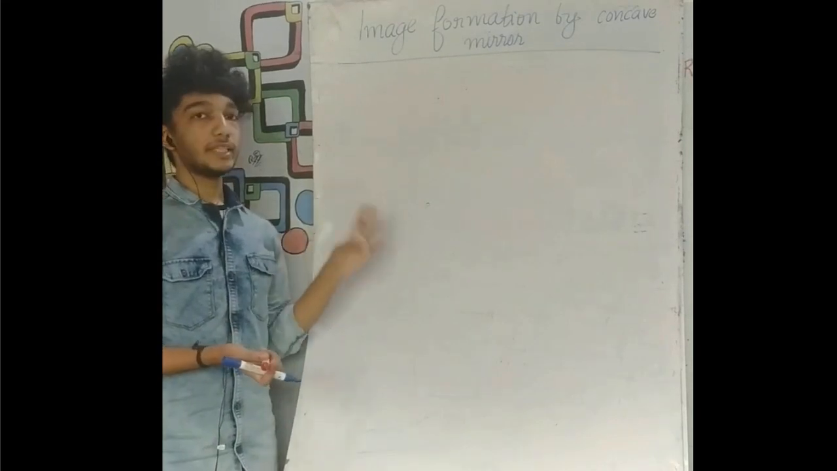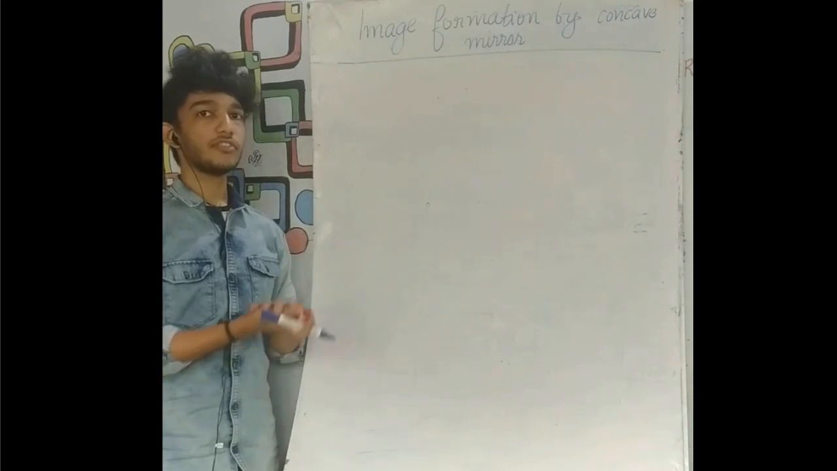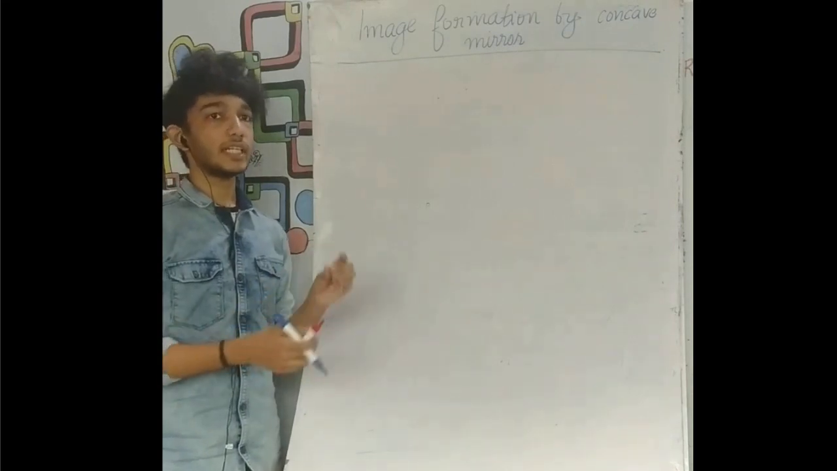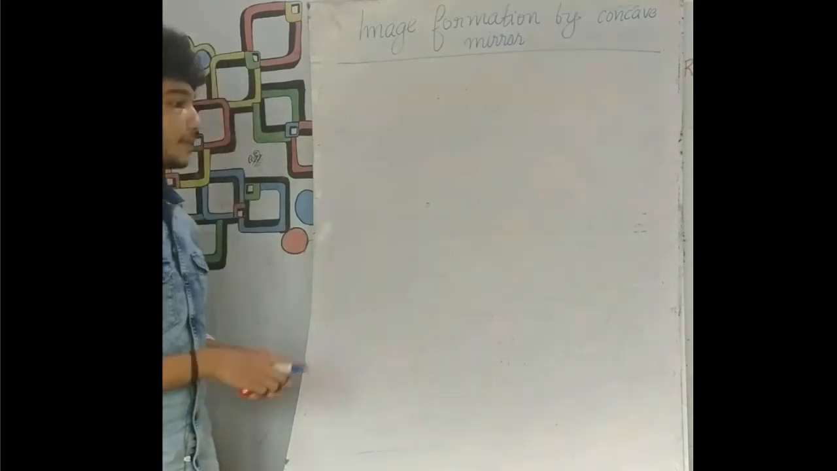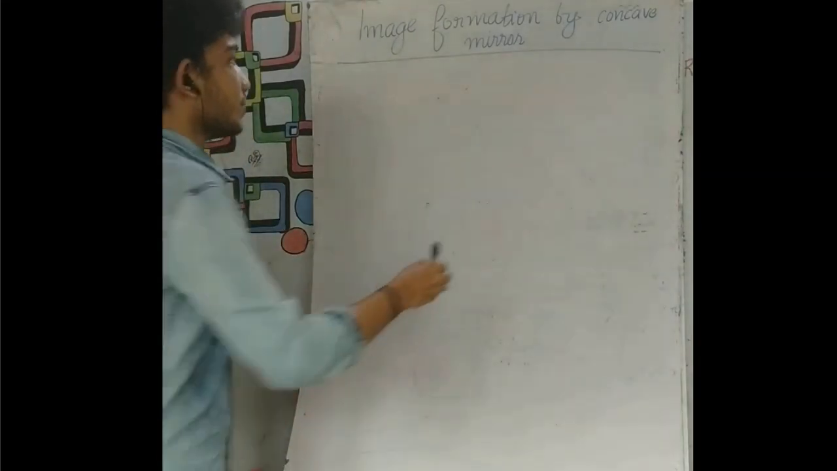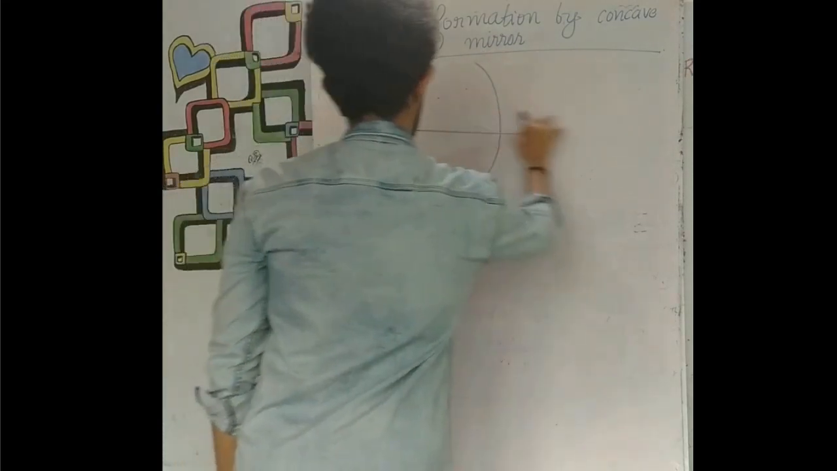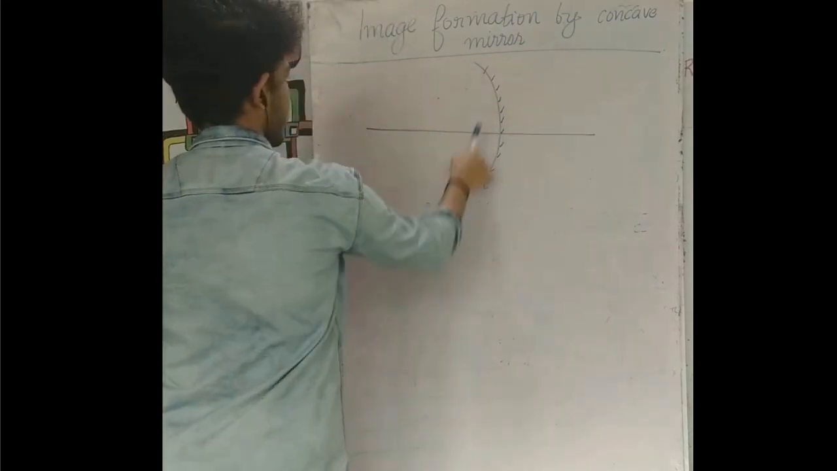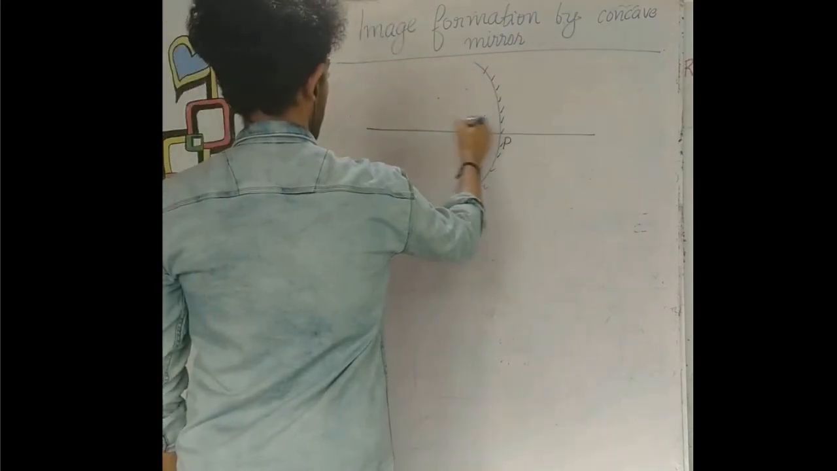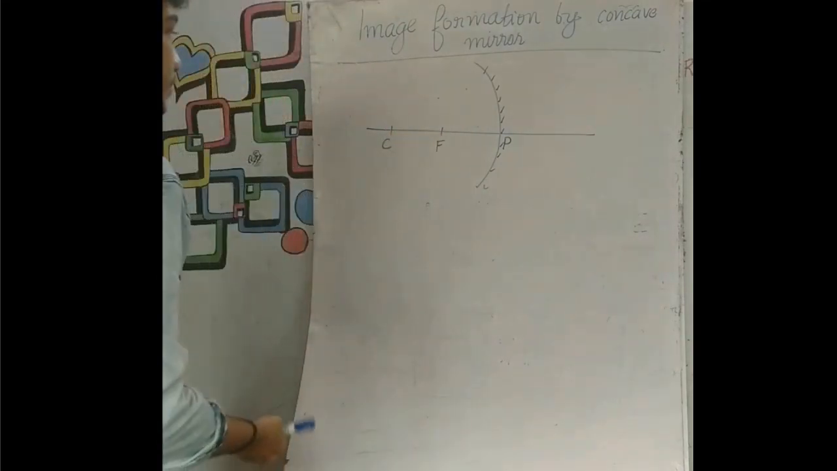First we will see the image formation by a concave mirror. Then we will discuss the uses of concave mirror, after which we will learn about image formation by convex mirror and then uses of convex mirrors. So first of all, let me draw one concave mirror on the board. A concave mirror. This is the reflecting side. We have the pole, focus and center of curvature.